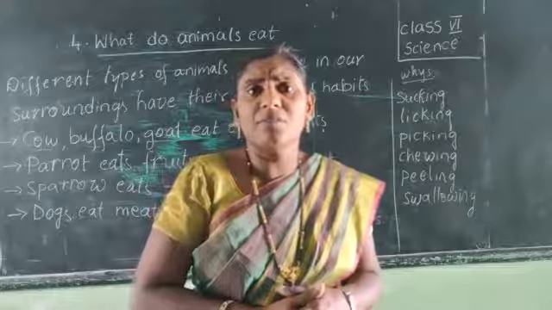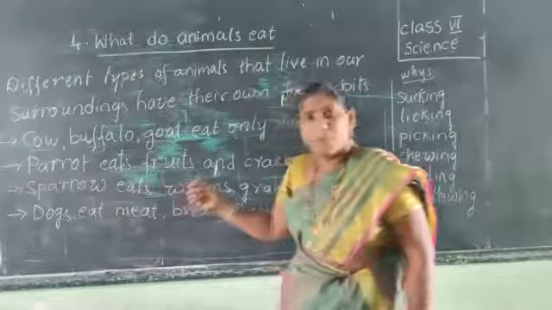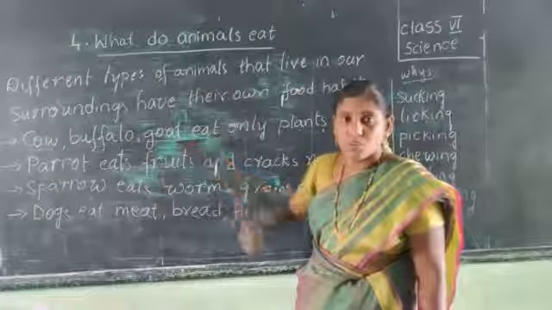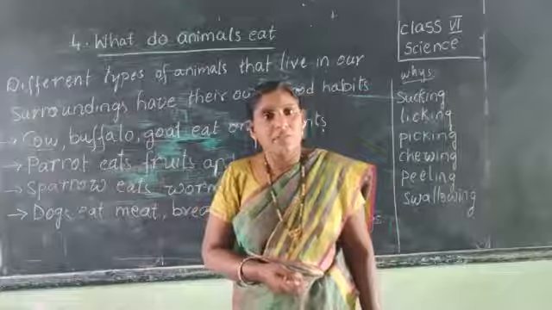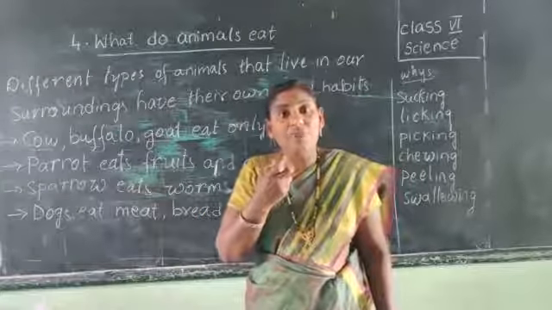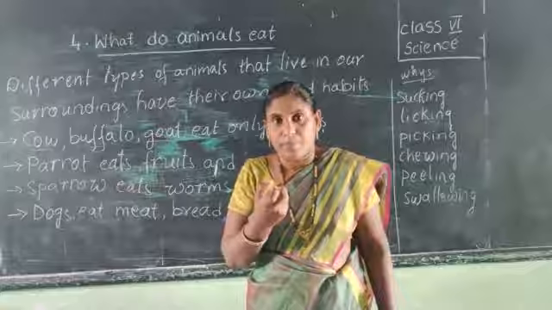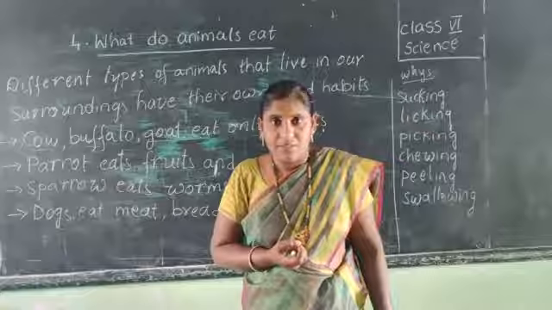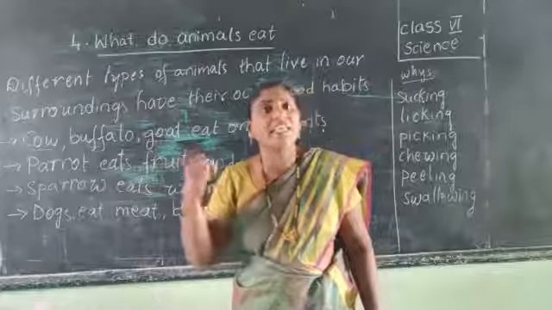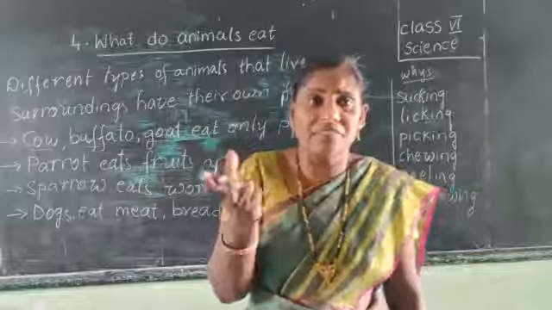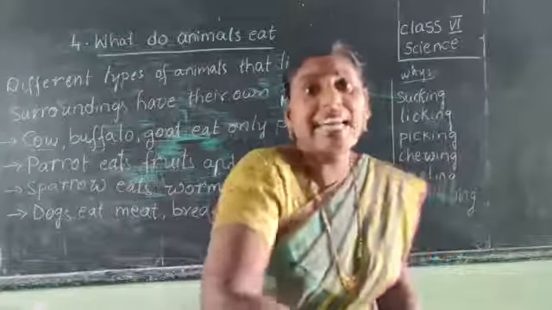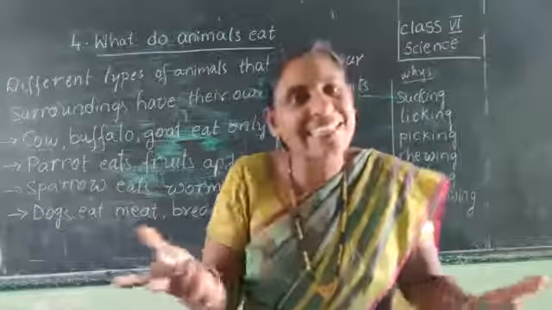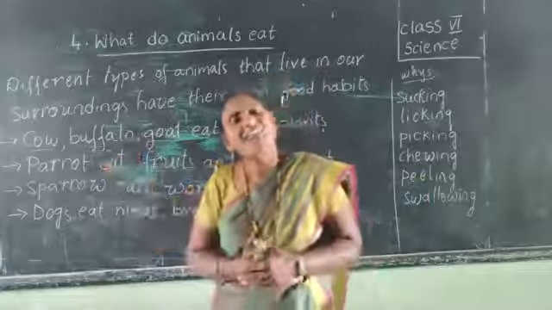We have observed the cow, buffalo and goat. They are eating with the help of their mouth. We are giving them the grass. In an open area, if a buffalo is left, it can graze in the field. Do you know what is meant by graze? Graze is nothing but eating. It grazes in the field.